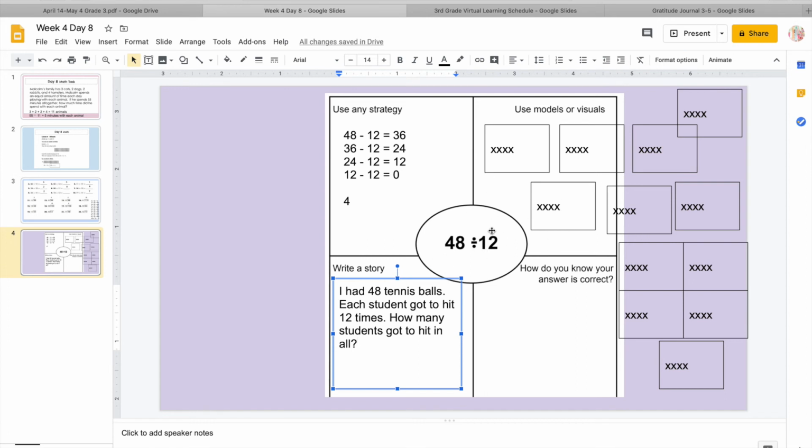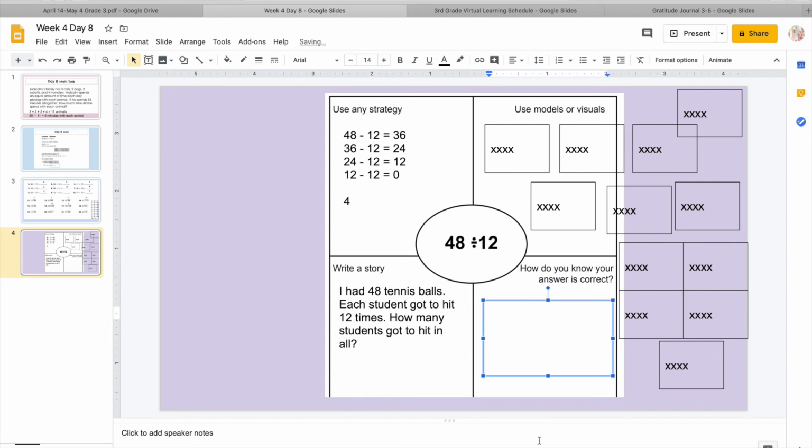So what I'm going to do is, okay, you hit once, you hit again, you hit again, you hit again. So that way we're figuring it out that way. Remember, when we come to checking our answer, we're going to do the inverse. So the opposite of division is multiplication. So if this works out, it should make sense.